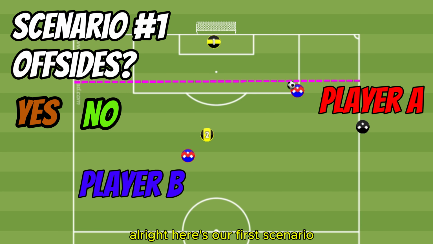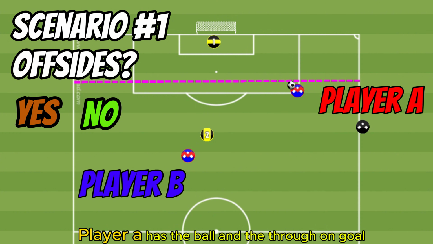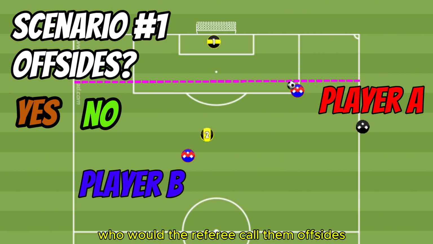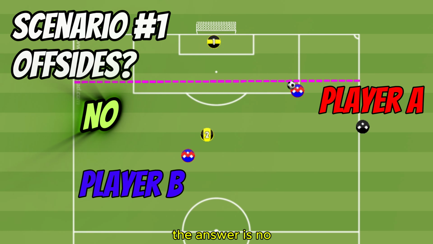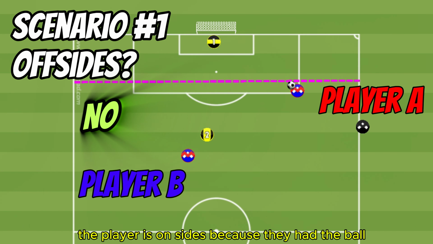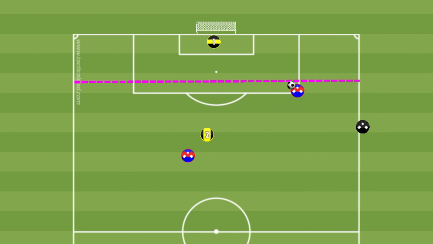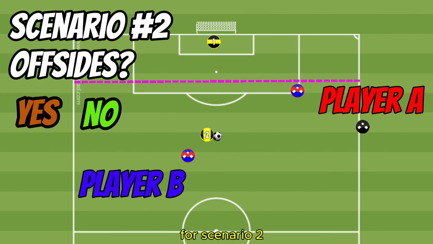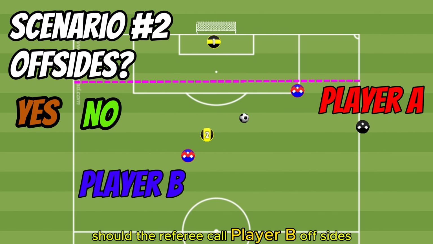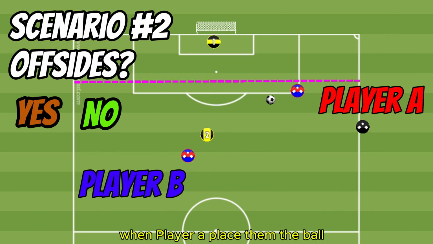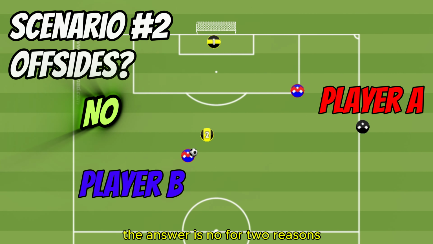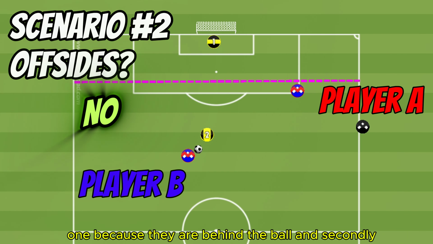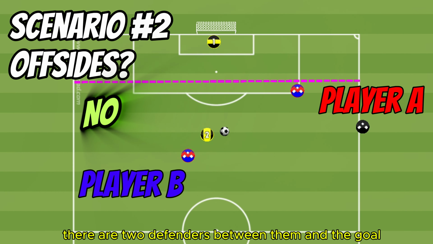Alright, here's our first scenario. Player A has the ball and they're through on goal. Should the referee call them offsides? The answer is no. The player is onsides because they had the ball. For scenario 2, should the referee call player B offsides when player A plays them the ball? The answer is no, for two reasons. One, because they are behind the ball, and secondly, there are two defenders between them and the goal.